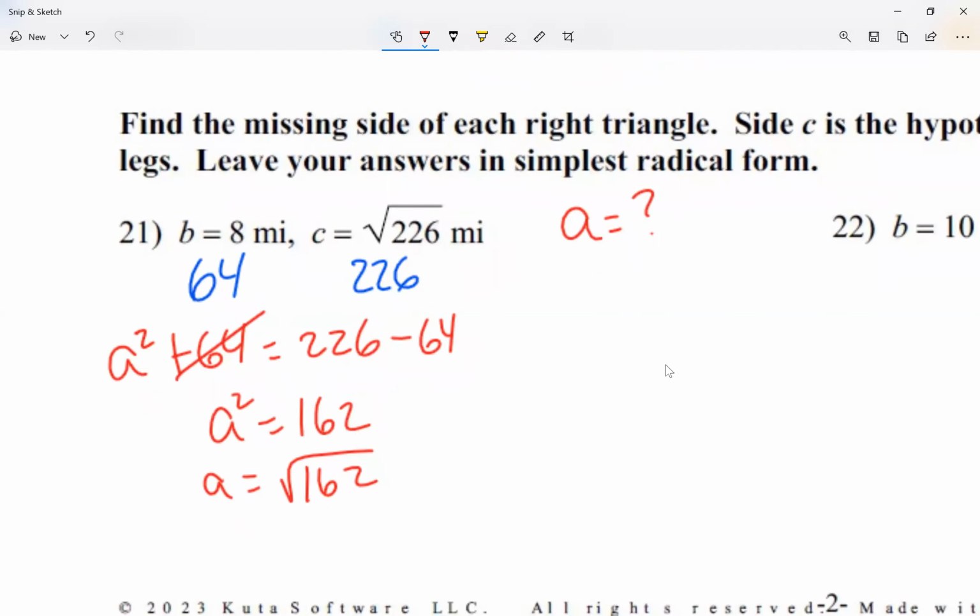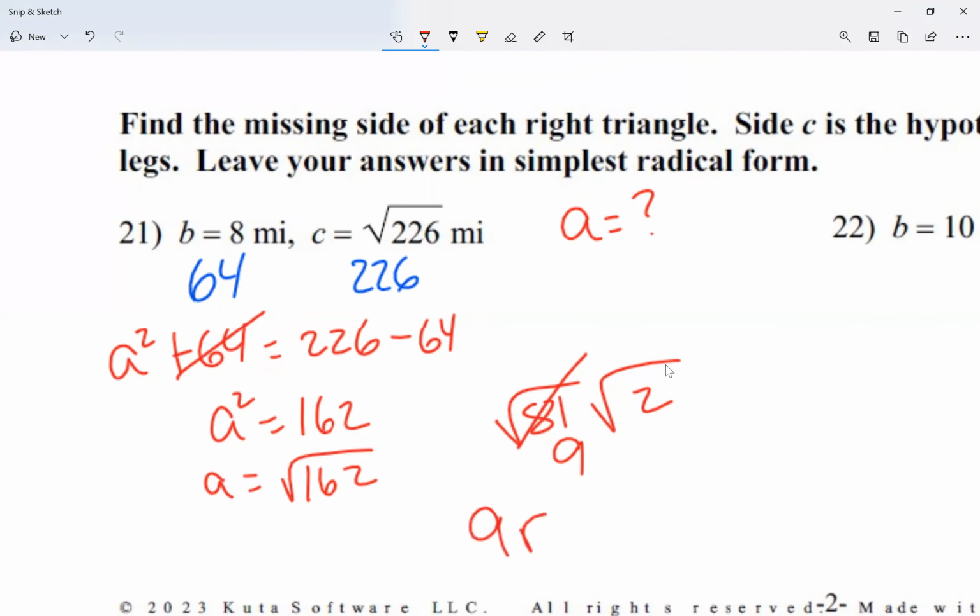Now simplify this if possible. Okay, let me break this into two radicals as 81 times 2. I know the square root of 81 is 9. So my answer will be 9 radical 2.